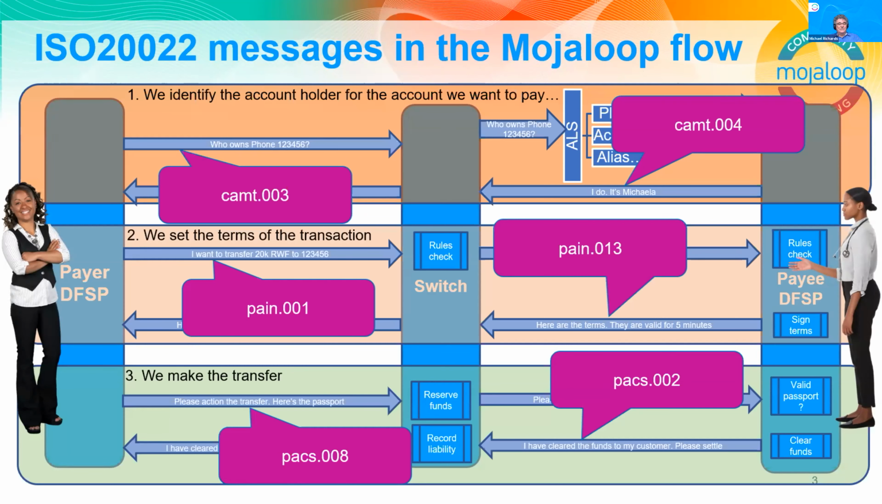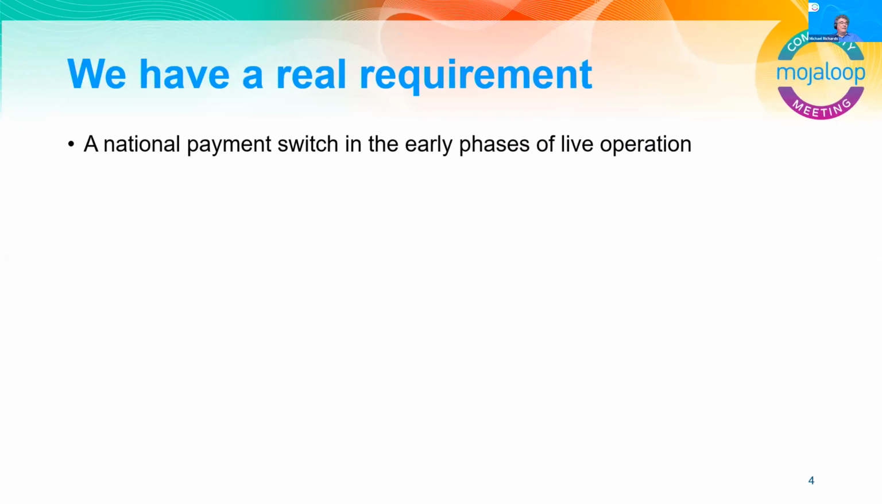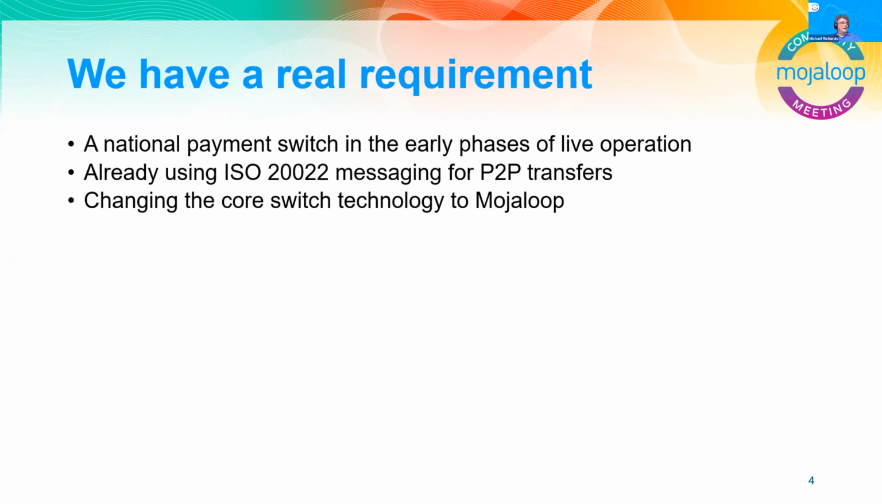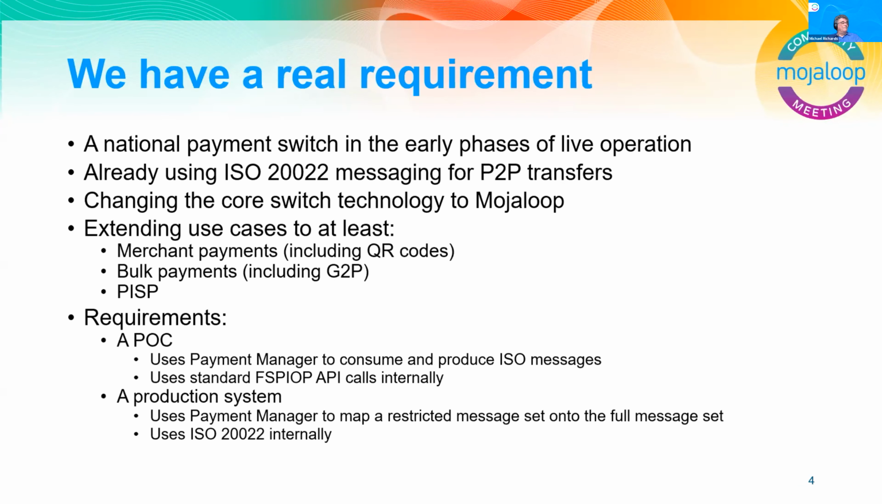We think we've got these messages. We also have a real requirement. As we said, there's a national payment switch. It's live. It's already using ISO 20022 messaging, and it wants to use Mojaloop because it's a sensible system. We need to extend the use cases to at least merchant payments and bulk payments, as Paul's just been saying, and we will also subsequently need to extend it to PISP. So it's important that we can move forward quickly in that area and make sure that we have a sensible ISO-based solution for PISP.